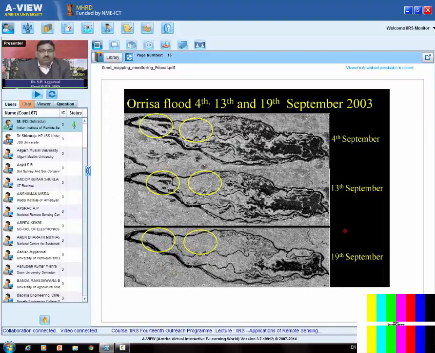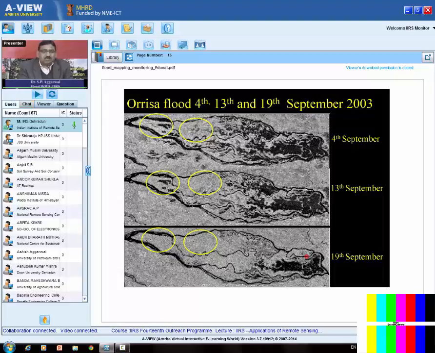So I can say the duration of flood is 19 minus 4, so the duration of flood is less than 2 weeks. Similarly, you can see here, flood is there, but later there is no flood. So 13 minus 4, the duration of flood is less than 9 days. But here you can see flooded, here also flooded, here also flooded. So here the duration of the flood is more than 15 days, and I can tell you this is the area where the entire crop will be destroyed. So accordingly you can assess.